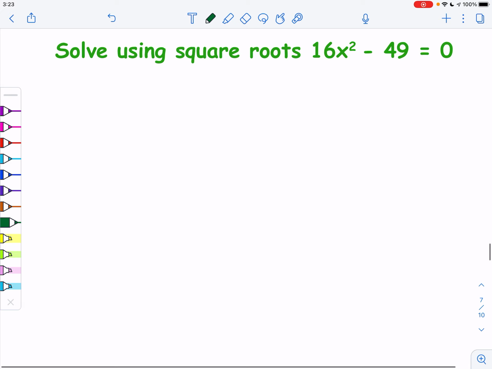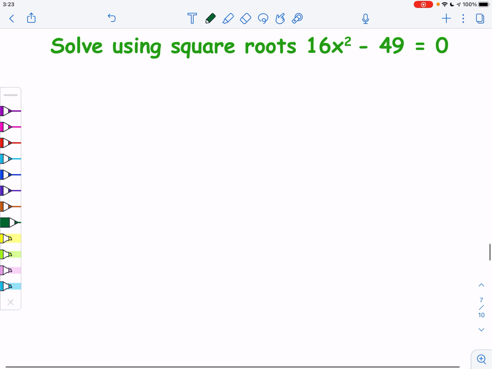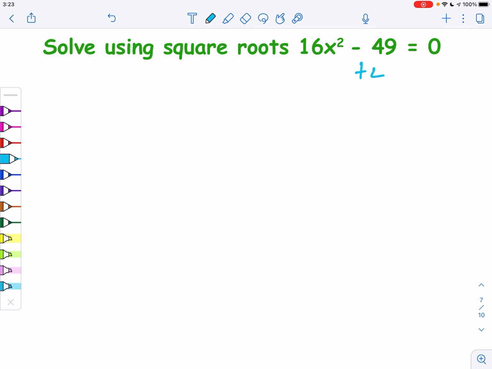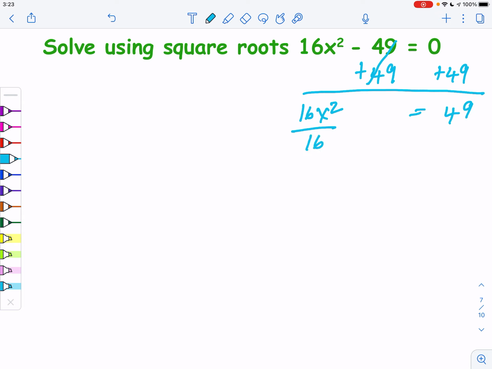All right, in this next example, similar to the one we just did, we're going to start by removing negative 49. That means you add 49 here, but you must also do that on the right to keep your equation balanced. 16x squared, that is 0, equals 49. Divide by 16, divide by 16. x squared equals 49 over 16. So we see that we have an improper fraction that we cannot simplify into a simpler fraction.